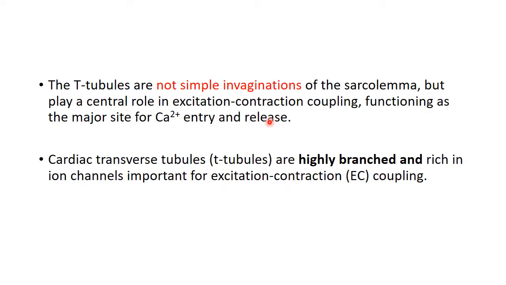So the first thing we must know is that the T-tubule is not a simple invagination. They play an important role in excitation contraction coupling. Second, we must know that the transverse tubules are highly branched in cardiac muscle and the diameter is 5 times more.